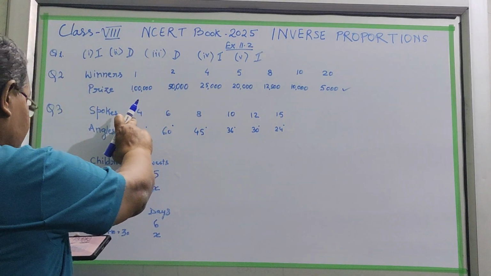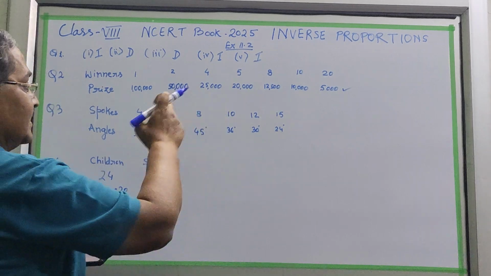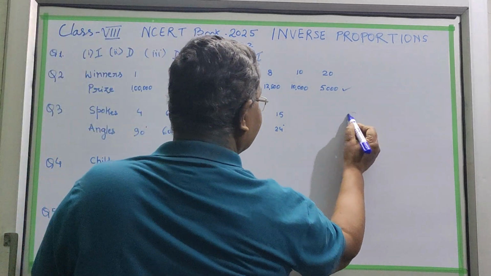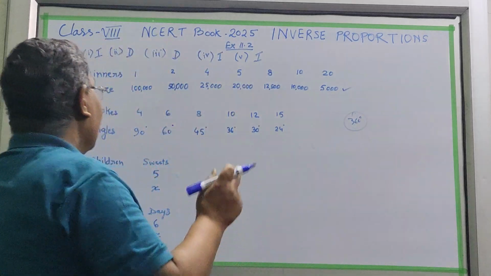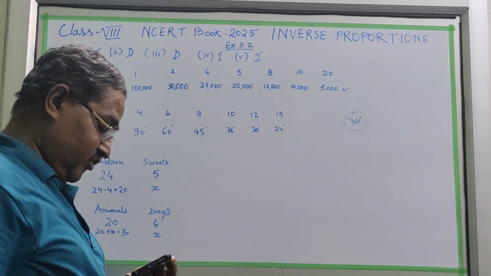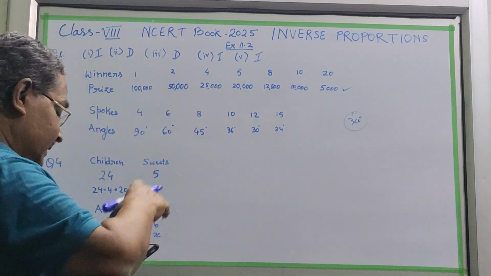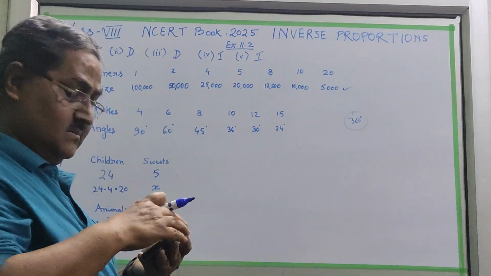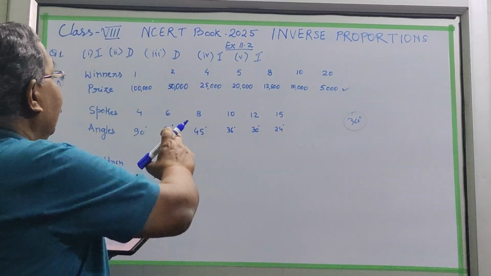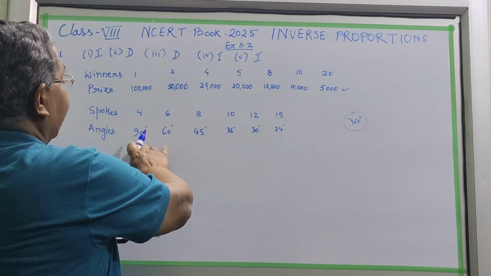If there are 4 spokes, the angle is 90 degrees, because one complete circle is equal to 360 degrees. So if 4 spokes are there, we will divide 360 by 4, and it comes to 90. So in the question it is given, if 4 spokes are there, it is 90 degrees.